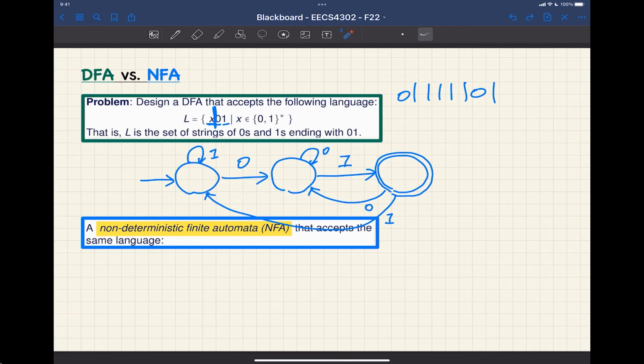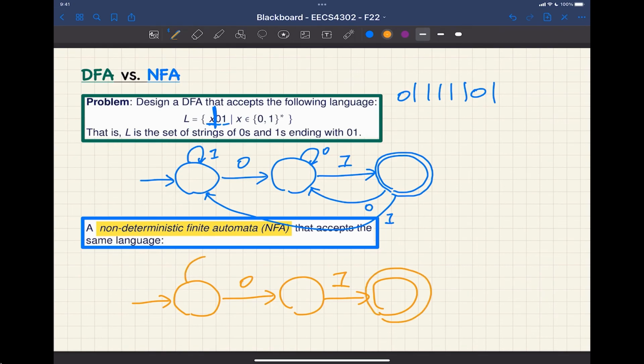For an NFA, let's try to see. The NFA is going to be something just like this. That means we're going to go for 0 and 1, so that would be accepted. Before that, you can take as many 0s, 1s as you like. The orange one over there is not a DFA, obviously, right? How do you know?